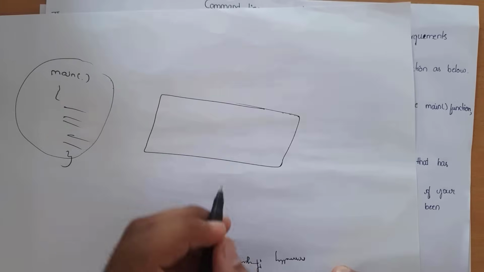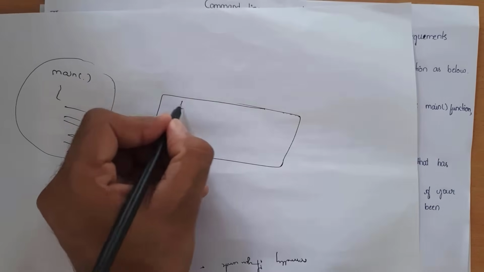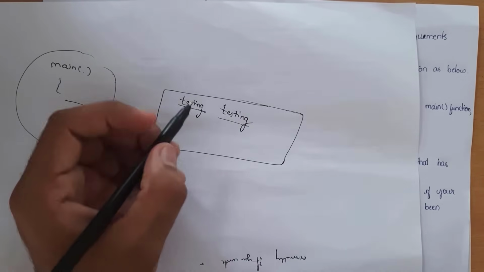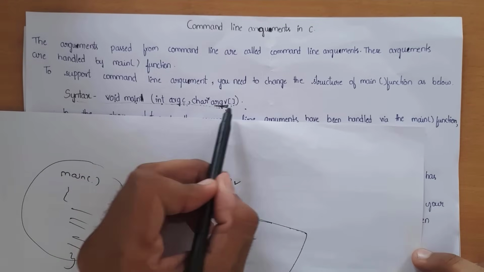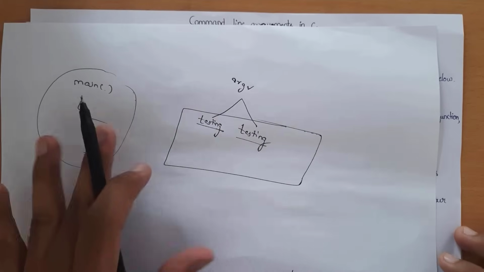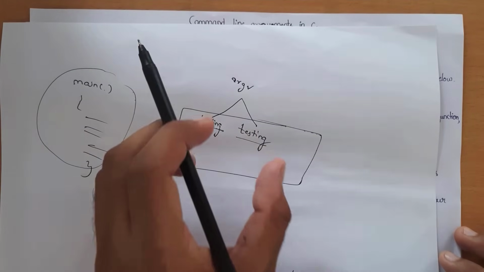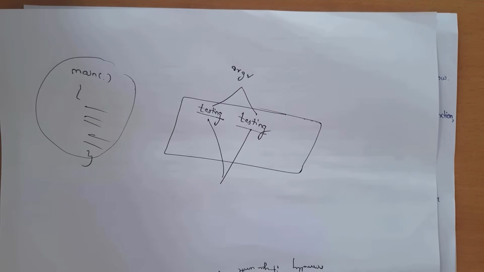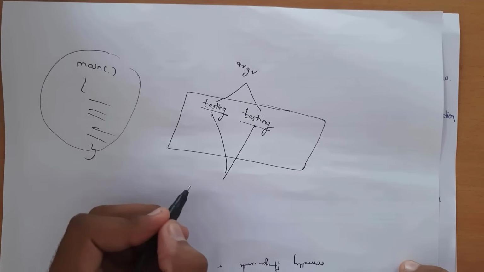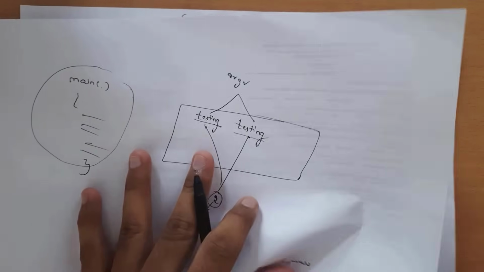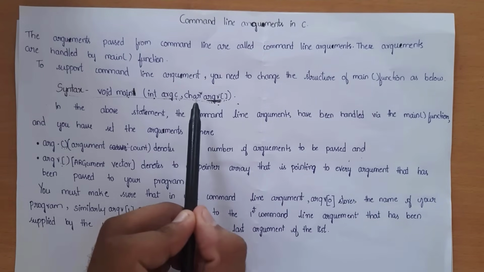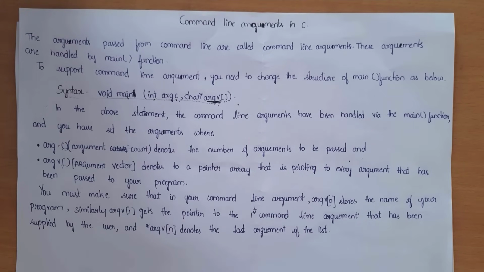For example, in the command prompt, I am passing two arguments like testing and testing. I can pass these arguments by using argument vector, because a character array represents a string. This testing is a string of characters, so I can pass these arguments by using argument vector. Whereas argument count, the name itself says, it will count how many arguments we are passing. So we are passing two arguments, so the count will be 2. This 2 is an integer. So here I wrote int argc, to count arguments, and the next one is argv. By using argv, we can pass arguments.